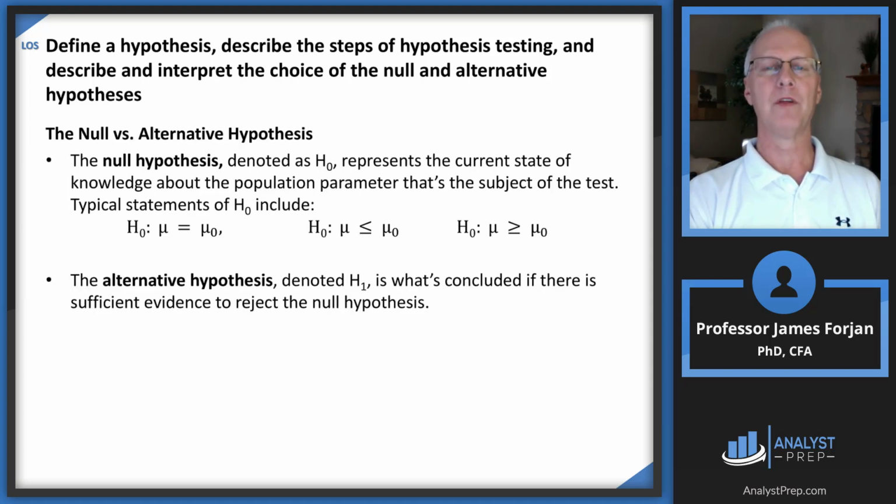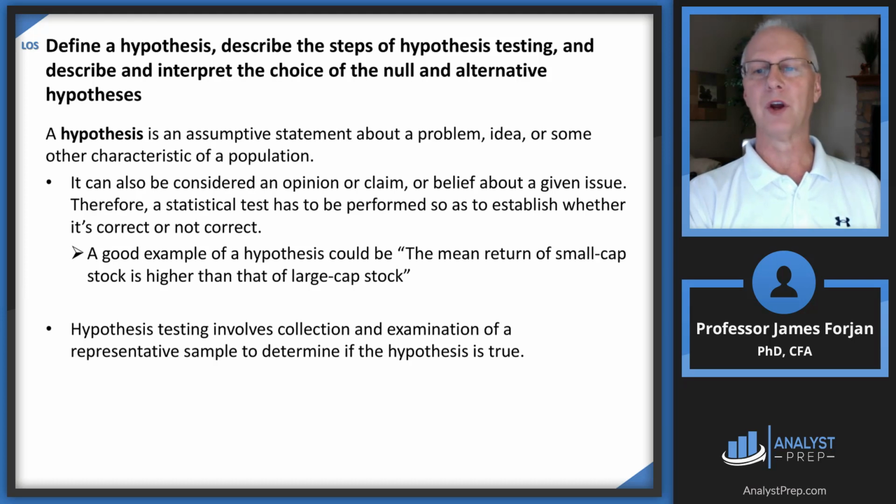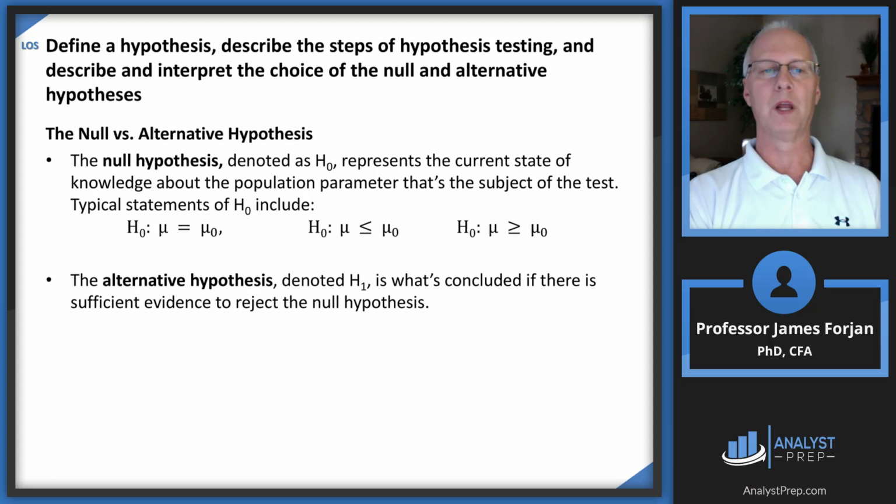All right, the last part of this first LOS asks us to differentiate between the null and the alternative hypothesis. The null hypothesis, which is always noted as uppercase H, subscript 0, H-O, represents the current state of knowledge about the population parameter. That's the subject of the test. For example, something like, let me go back here, the mean return of the small cap stock. We could put it in that kind of formulation.